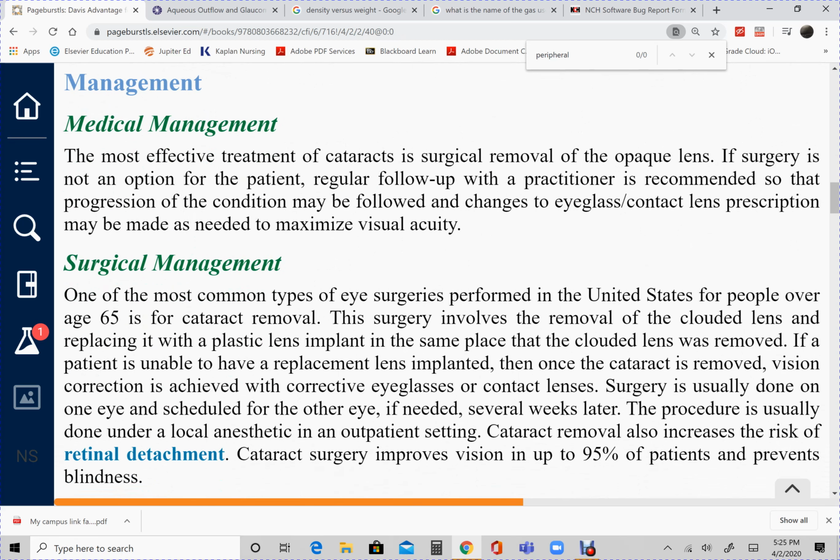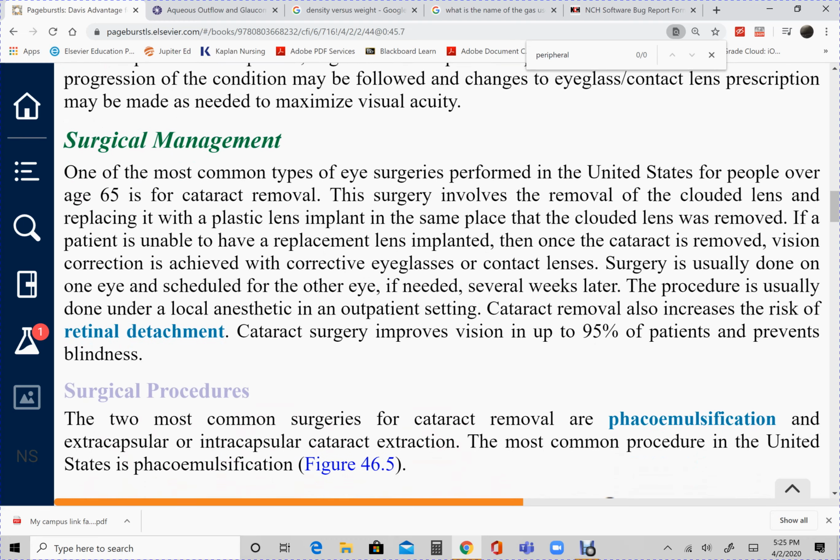Management: there are no eye drops to treat cataracts. The only treatment is surgery, so we will have to remove the lens. There's no clearing medication. You cannot clear the opacity of the lens. So if you intend to improve your vision, then the lens has to be removed.